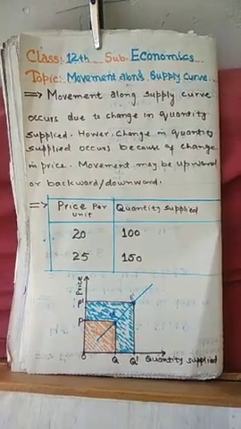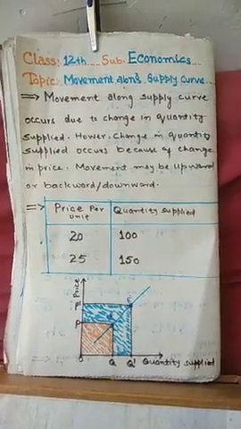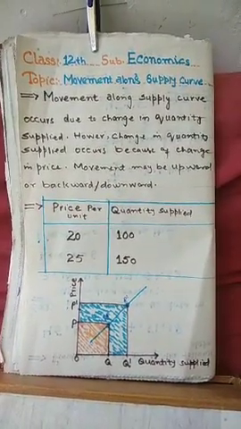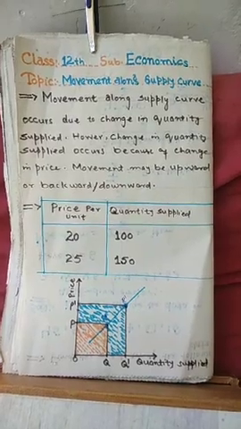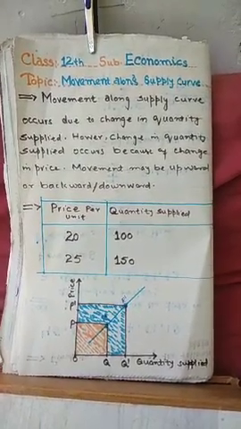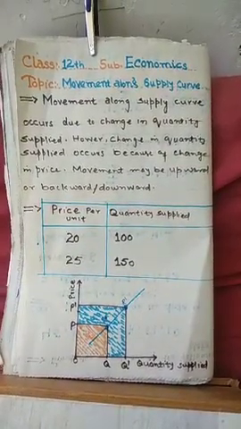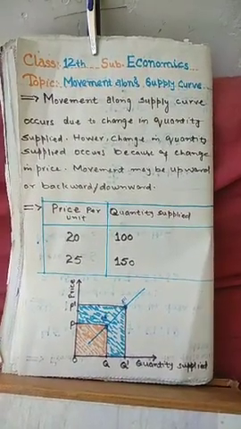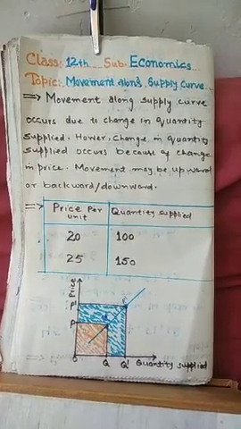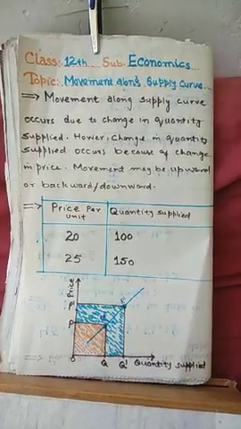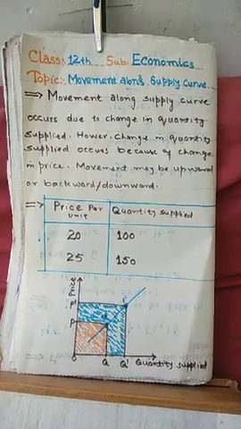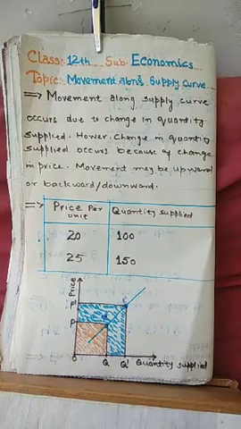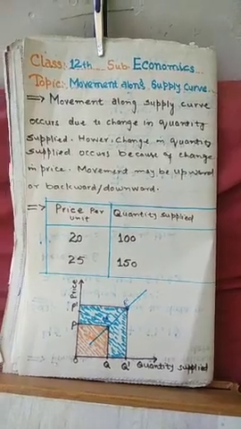Upward movement along the supply curve occurs if there is increase in price of the commodity, and this upward movement along the supply curve is known as expansion in supply. On the other hand, downward movement along the supply curve occurs due to fall in price, and this downward movement is known as contraction in supply.